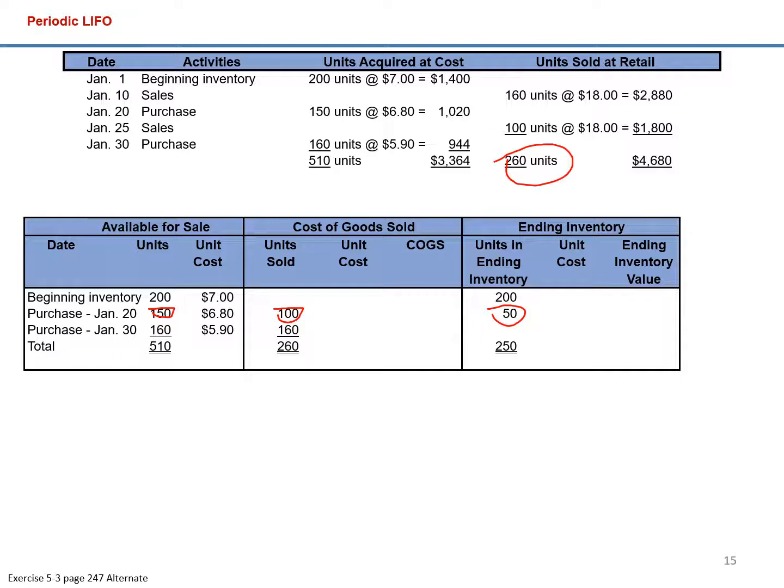We have all 200 left of our beginning inventory still sitting in ending inventory. 0 from our beginning inventory were sold. The 100 that we sold from January 20th at 680 per, and all 160 of our January 30th purchase at 590 per. Total cost of goods sold of 1,624. Total ending inventory of 1,740.